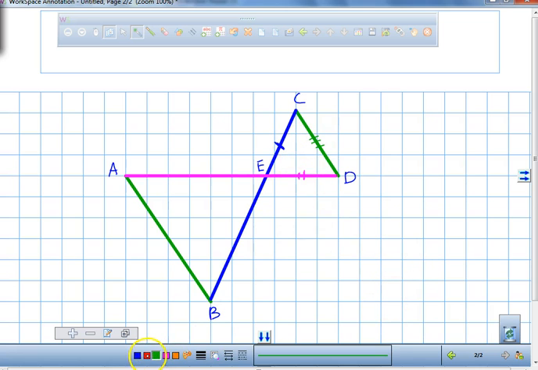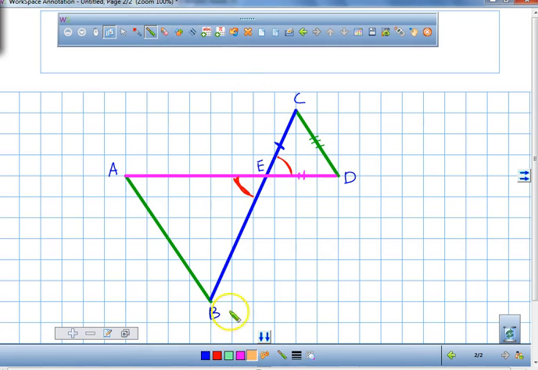Now, what angles do they share that are perfectly in common? This angle right here, AEB, is perfectly equal to CED. So these angles right here are perfectly congruent. Do you know what I probably should do? I should probably do the same color as the opposite side. That makes more sense. There we go. We'll use green.